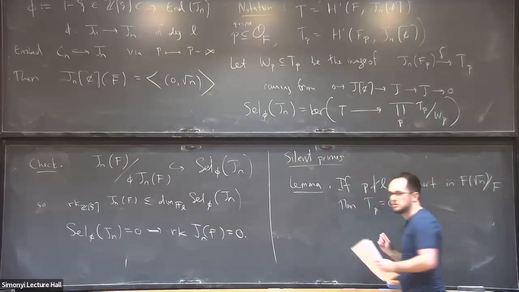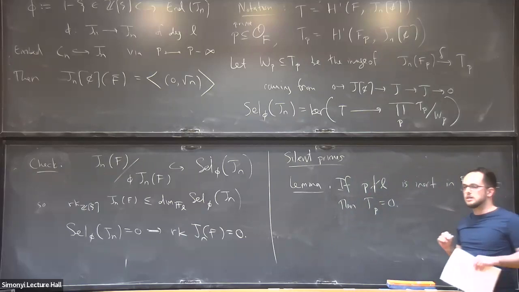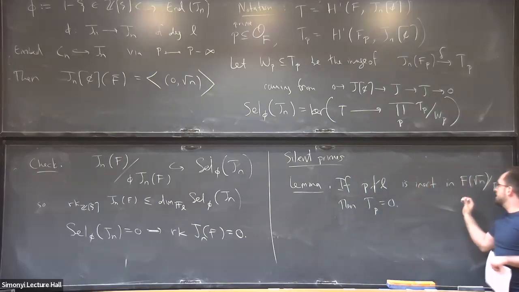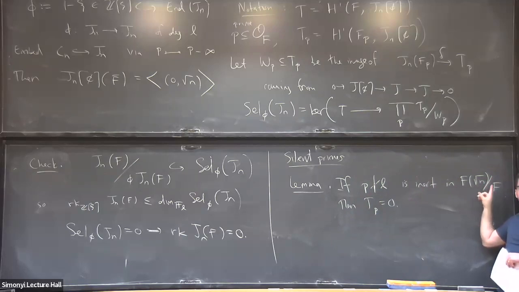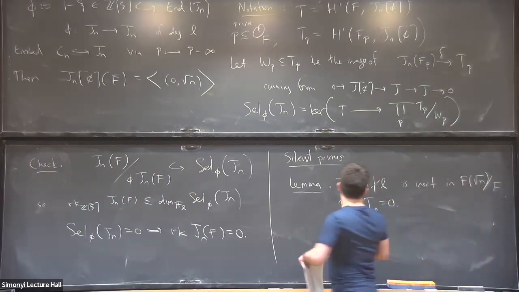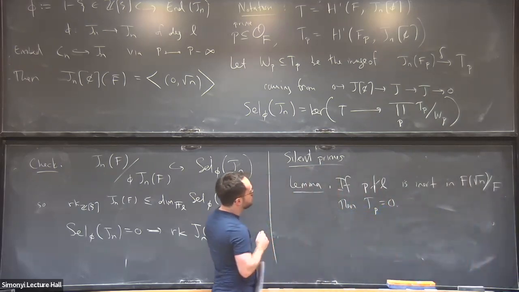H_P is 0. So the local cohomology group just vanishes. This is incredibly useful. It just tells you that, at least if n is not a square. If n is a square, then this is not helpful at all. But if n is not a square, then roughly half of all the primes don't impose local conditions in the Selmer group. Incredibly useful. Why do I want to prove this?